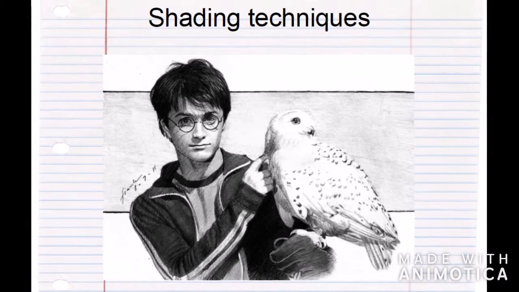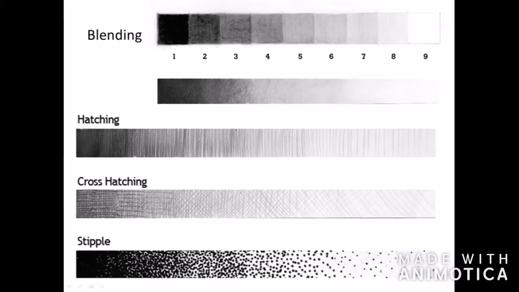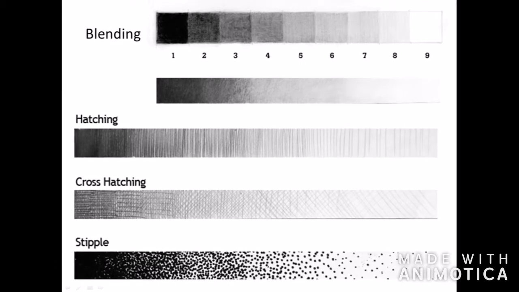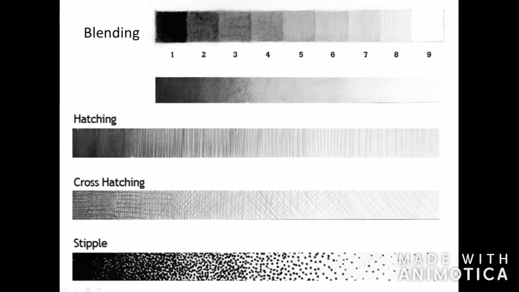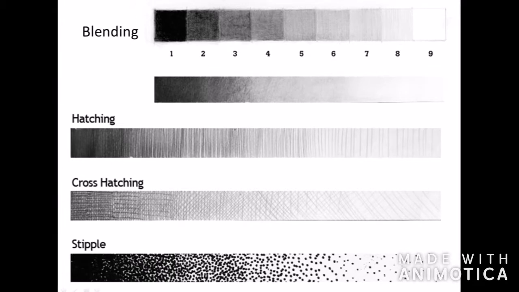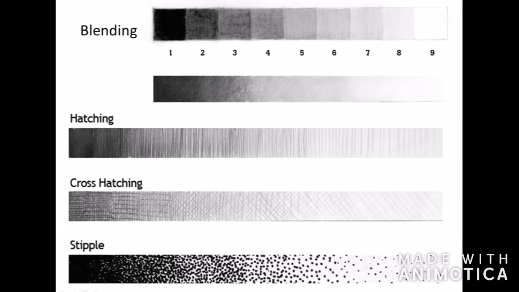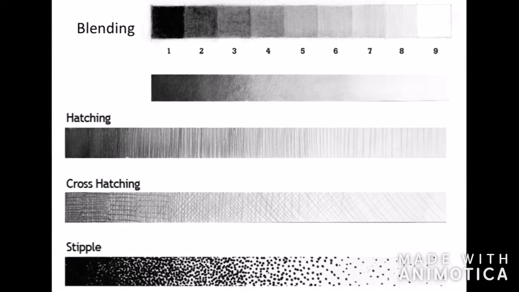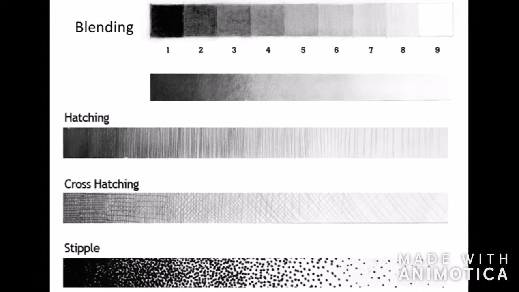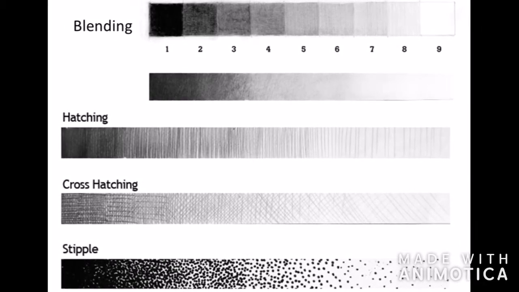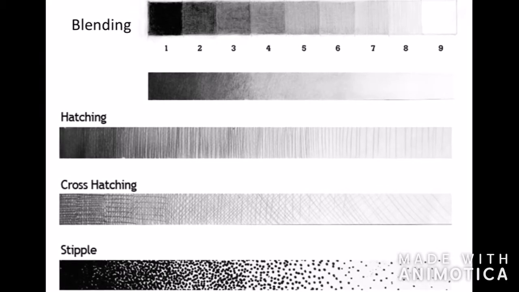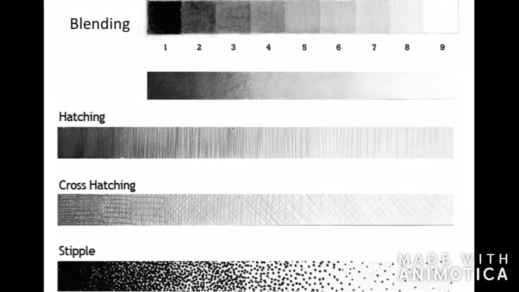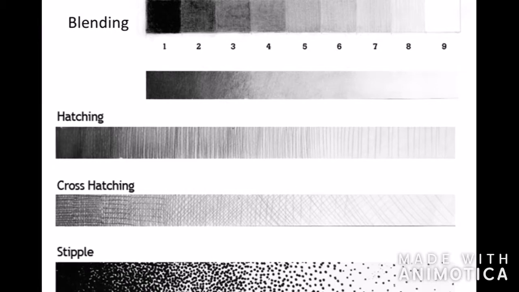Now we got some shading techniques to help create the illusion of volume. Okay, we got a few. You can choose the one you are more comfortable with. The first one is blending. With blending, we create a grayscale, and then with our fingers or a piece of cloth, we blend it to create this illusion of gradation.